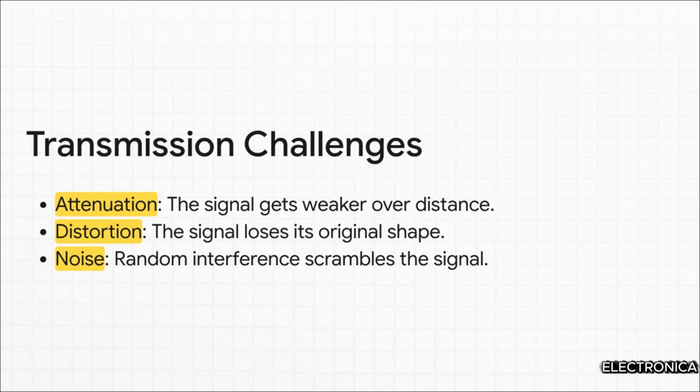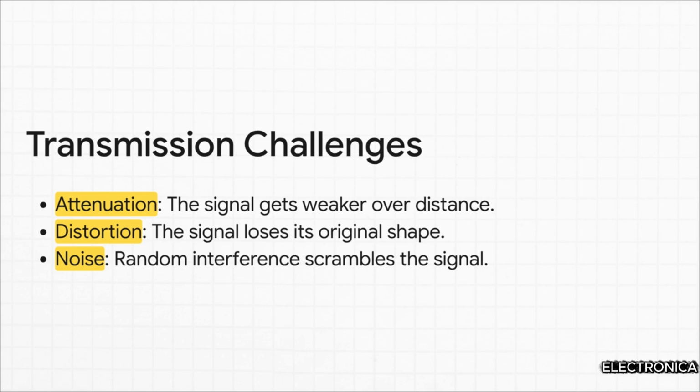First up is attenuation. Just like when you shout, your voice fades over a distance, the signal gets weaker the farther it goes. Second is distortion. The wire itself can actually warp the signal shape, kind of like a funhouse mirror. And finally, there's noise. Just random electrical interference that acts like static on a radio, scrambling the message.